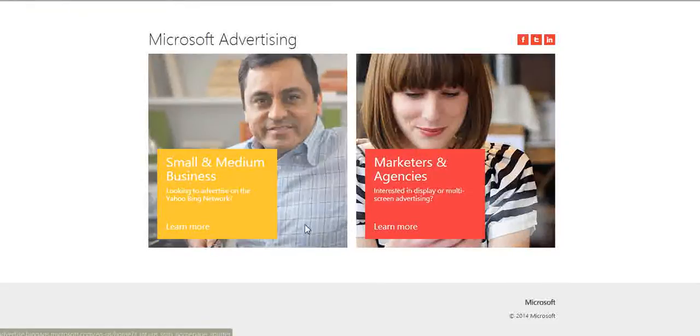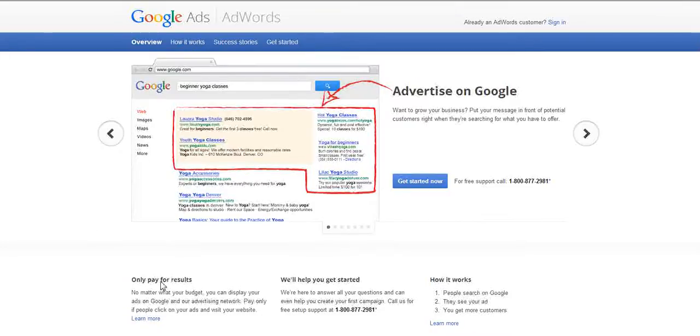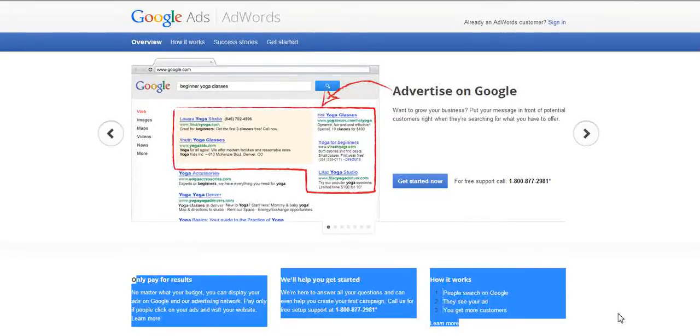Both platforms are similar in the types of campaigns you can set up. All right, search or display networks, so text or image based. The display network is also called the content network in Bing, and you can target geographic areas in both. You can also, of course, set negative keywords, review quality scores, all that good stuff.